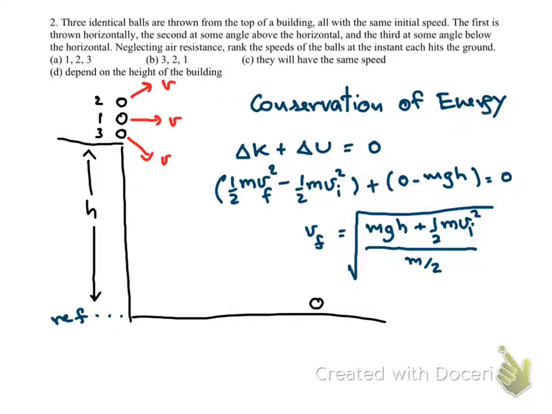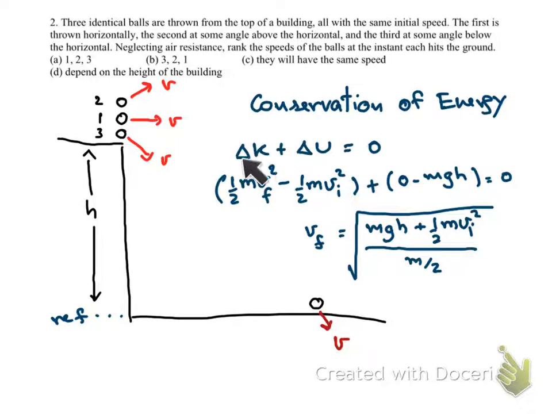Okay, you throw three balls like this. The first one you throw horizontally, the second one you throw at some angle above the horizontal, and the third one you throw at some angle below the horizontal. And you want to determine the speed of the ball when it hits the ground. Okay, we can calculate this quite simply using the conservation of energy.